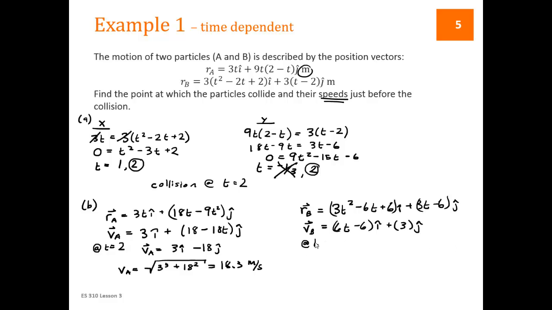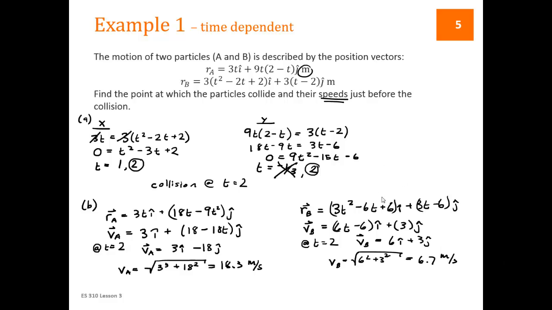Plug in t equal to 2. Get 12 minus 6, so 6. Alright, VB, still a vector, is equal to 6 i hat plus 3 j hat at the time we're interested in. So the speed, VB, is the magnitude of this, the square root of 6 squared plus 3 squared. And you plug that into your calculator, you should get 6.7 meters per second.